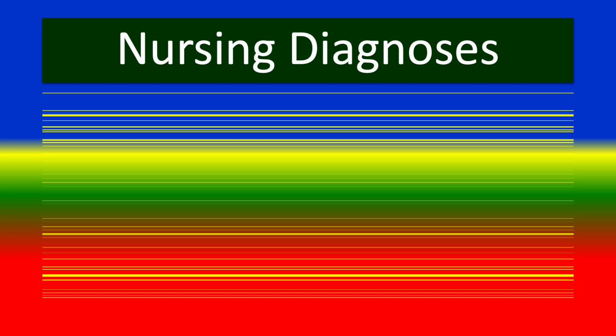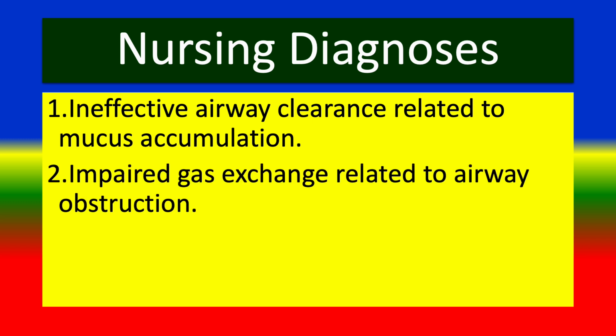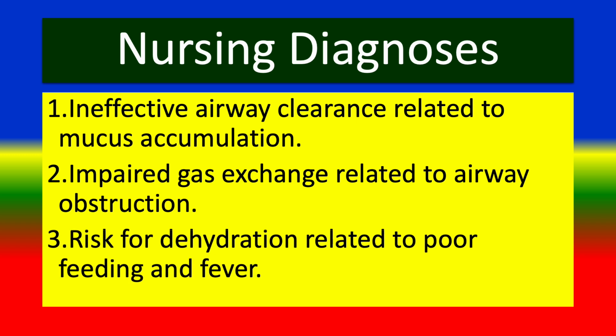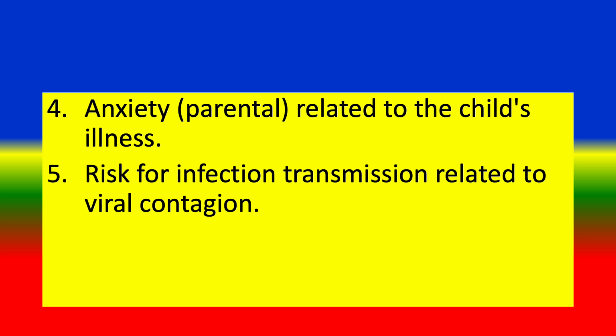Nursing diagnosis: 1. Ineffective airway clearance related to mucus accumulation. 2. Impaired gas exchange related to airway obstruction. 3. Risk for dehydration related to poor feeding and fever. 4. Parental anxiety related to child's illness. 5. Risk for infection transmission related to viral contagion.